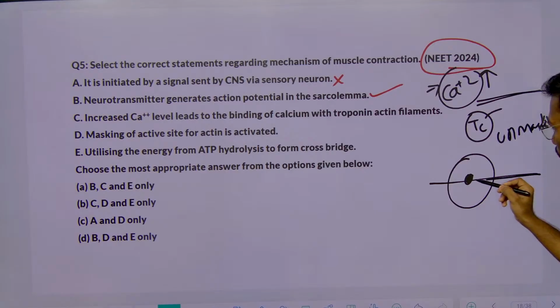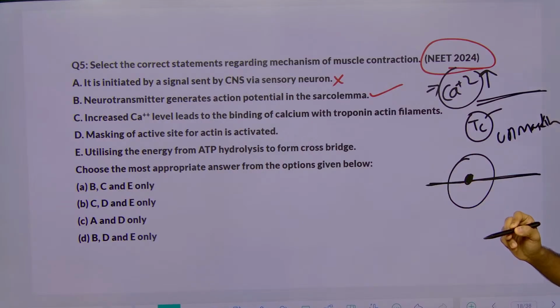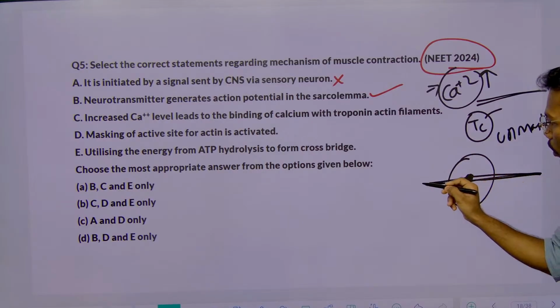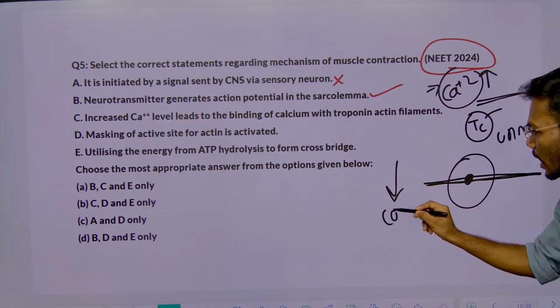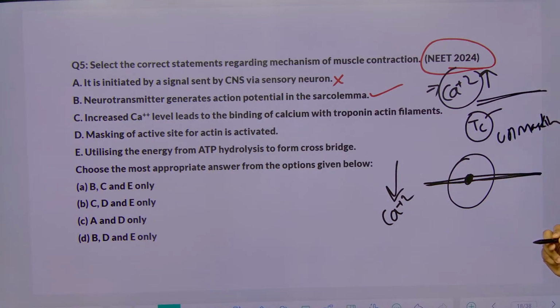All the sides are closed, that is called masking. When all sides are closed, there is a low level of calcium. If there is a low level of calcium, this troponin C will not be activated, and then this masking kind of thing will happen.